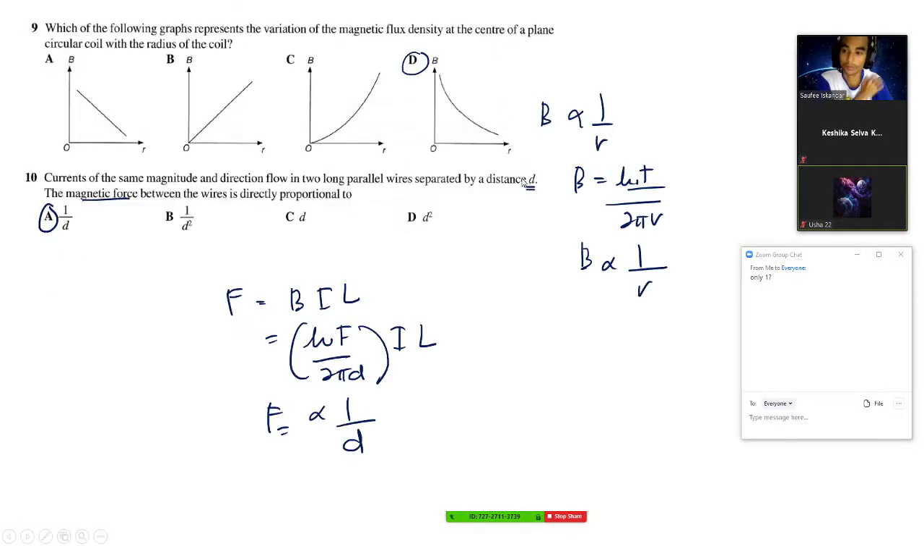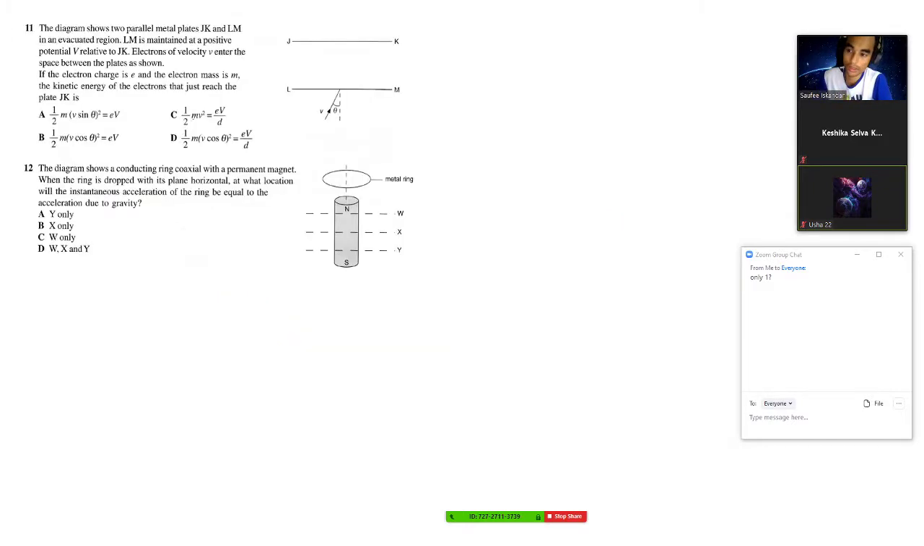Okay, we have answered the questions up to question number 10. That is the computer question, which we have done already. So we continue on question number 11.